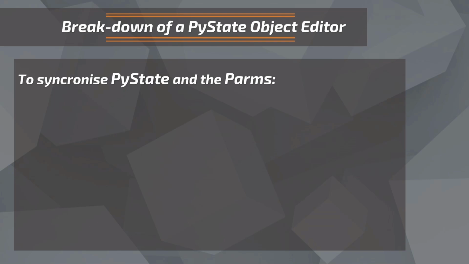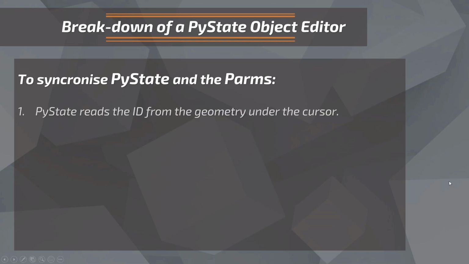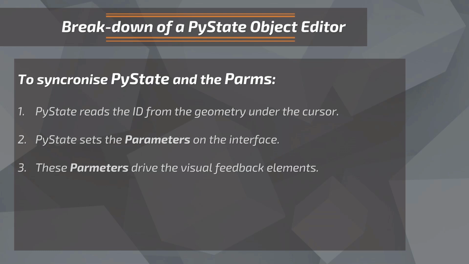So in order to make sure this doesn't happen, we need to make sure we always synchronize our Python viewer state and our parameters. In this case, I only really need to sync the ID that I'm currently selecting, that's currently under the cursor. So like I mentioned, when the Python viewer state reads an ID from the geometry underneath the cursor, we then take this ID and set it on the interface. Then we use this parameter to drive the visual feedback elements, so us as the user can see which object was last modified or selected.